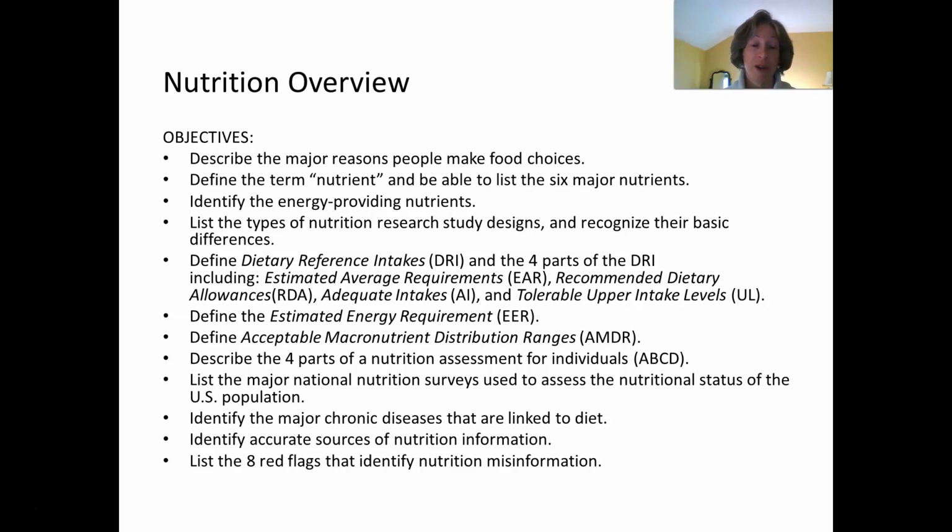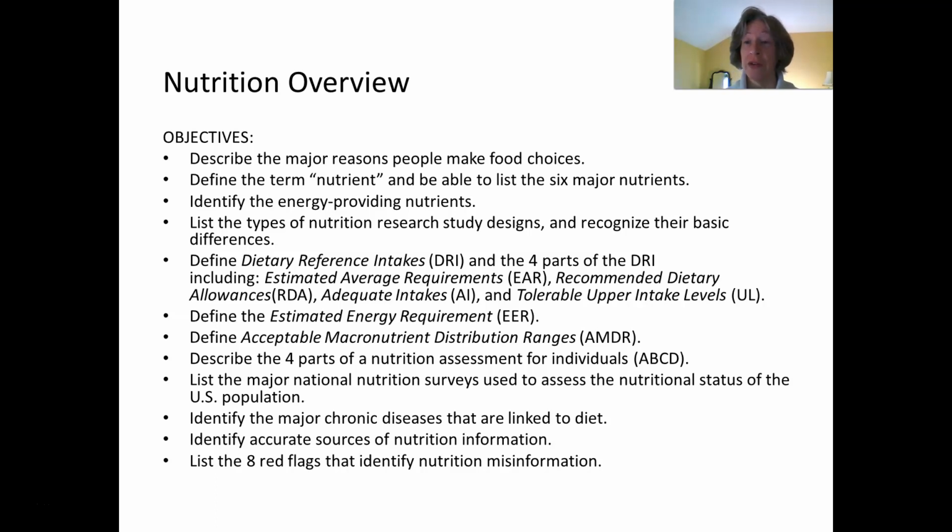Then identify the major chronic diseases that are linked to diet. Just keep in mind that 4 of the 10 leading causes of death are diet related, so you should know. Go back to that slide or that chapter or that section of the chapter about what those 4 are. The last 2, identify accurate sources of nutrition information and list the 8 red flags that identify nutrition misinformation. Not going to ask you that on this exam because we covered that in the first discussion forum.